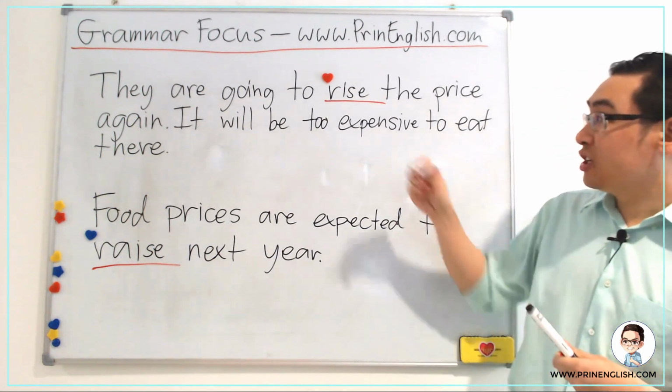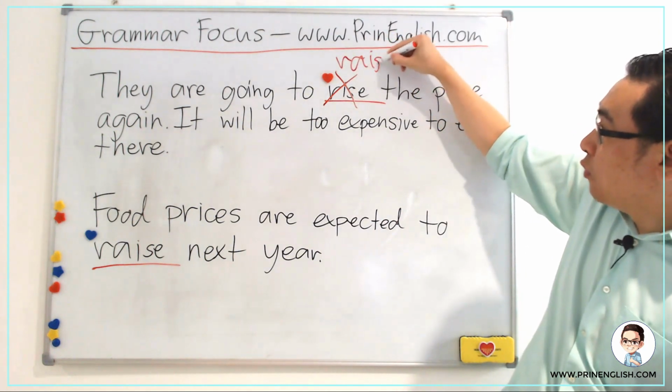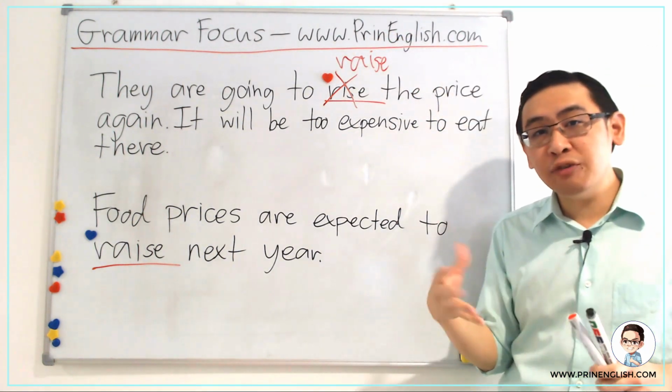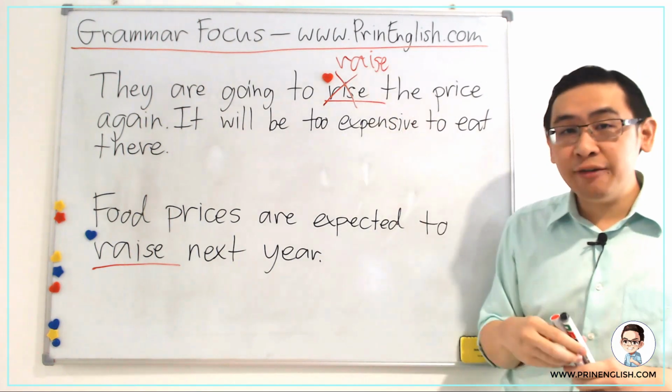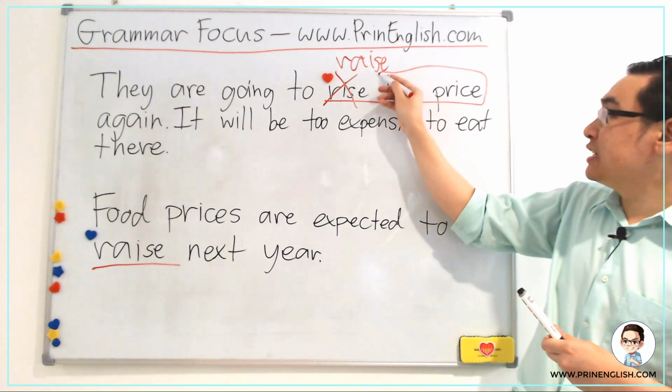You can see that near the red heart there's the word rise. Is this correct? The answer is it's not correct. It should not be rise but it should be raise. Why? Remember that for the meaning of increase we use raise if it is followed by an object, and the price here is an object.